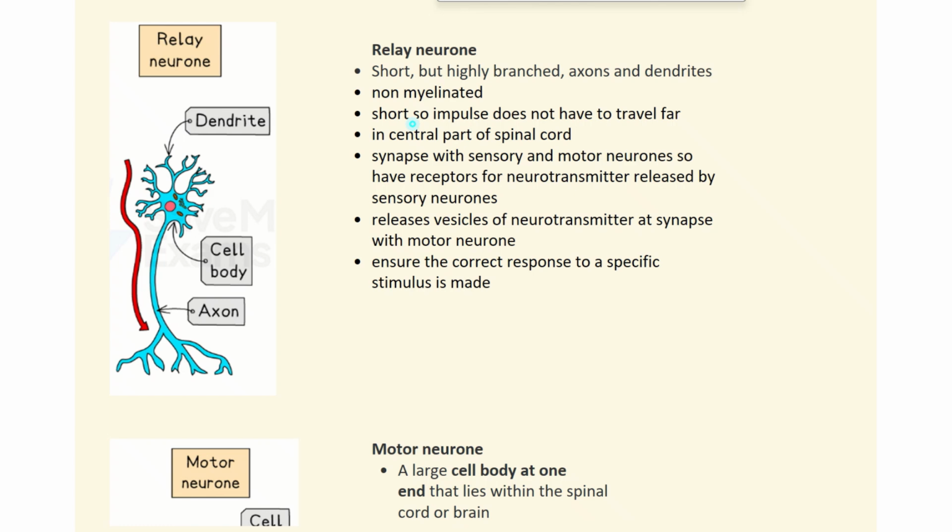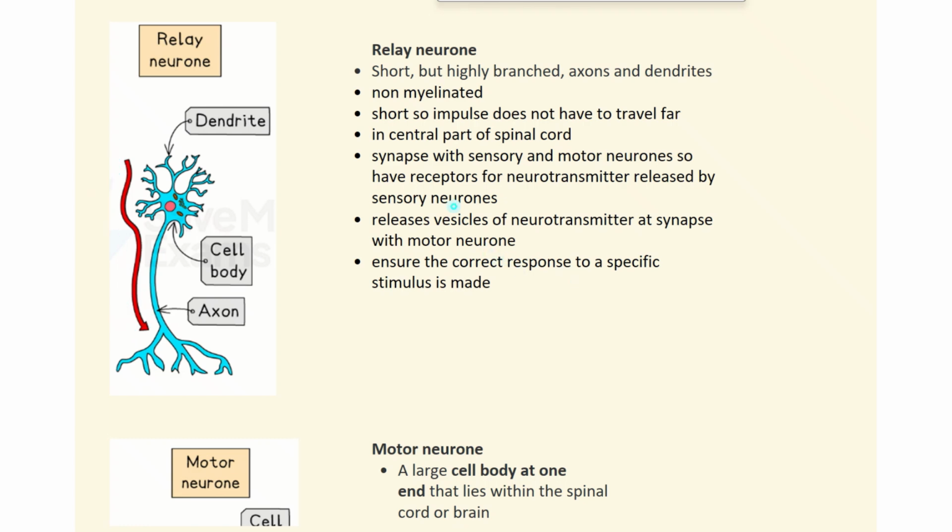A sciatic nerve can be up to a meter long. Yeah, that's a long distance for a nerve impulse. Here, relay neuron, we're talking small distances. Let's not worry about the myelination. We don't need it. It's okay. Its cell body is at one end, just as we said, and the impulse travels from the cell body, away from the cell body.